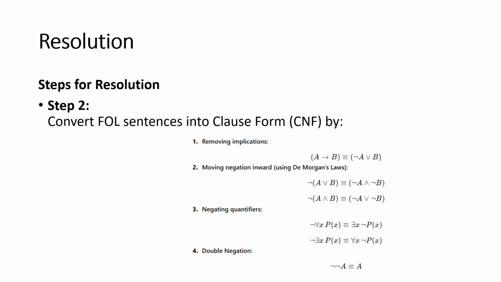Double negation: the double negation cancels out, and we get the rule without the negation. So this is rule number two.